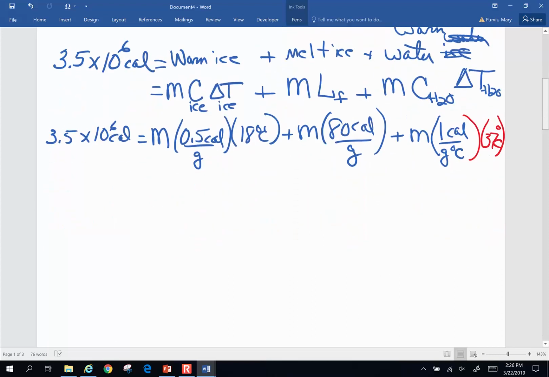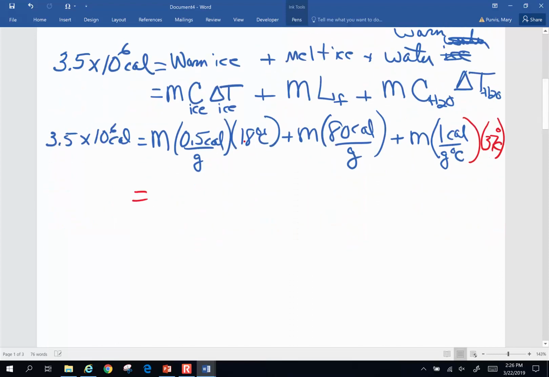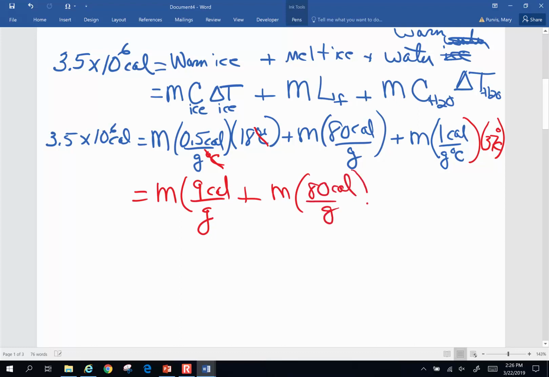Okay, now let's do some math. Half of 18 is 9, so this is going to be mass times 9 calories per gram. That's actually a degree Celsius. I forgot that, and that will cancel. Plus mass times 80 calories per gram. And 1 times 37 times mass is going to be mass times 37 calories per gram. And degrees Celsius again will cancel.